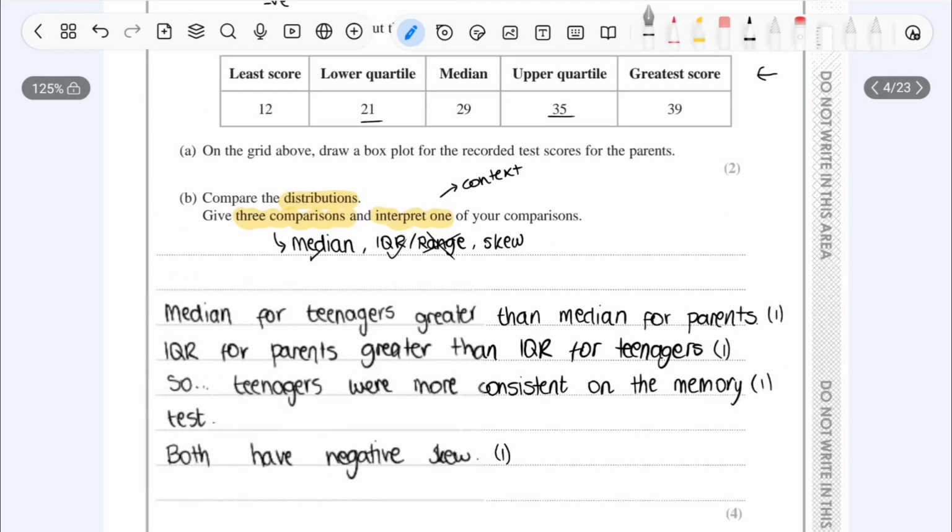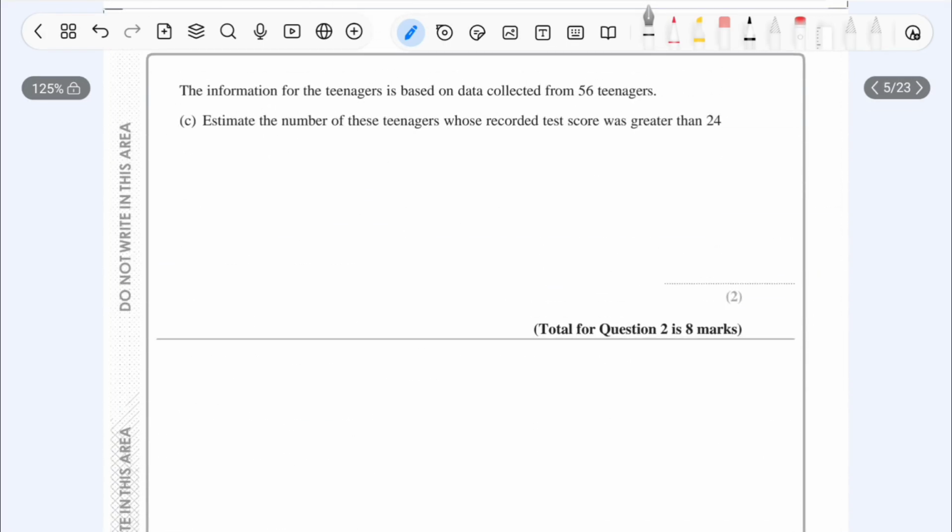So we know that if we're looking for the estimate for the number of teenagers who scored greater than 24, or greater than the lower quartile, we know that 75% of teenagers scored greater than 24. And now we can use that information and find that out of the 56 teenagers, 3/4 or 0.75 of these scored greater than 24. And I'll just type this into the calculator. 42.